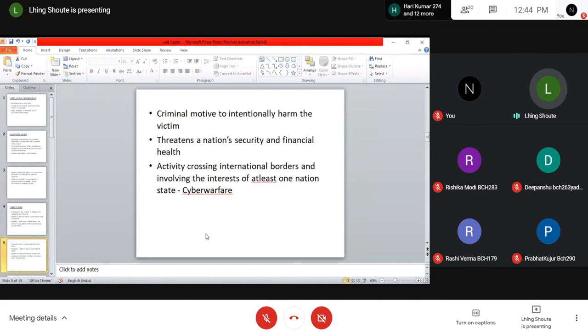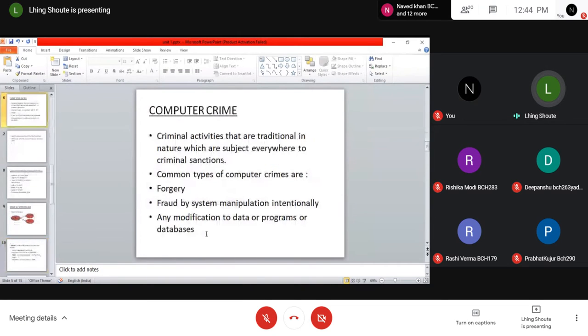And there is also cyber warfare. If there is any cross-border crime, any activity that crosses international borders and involves the interests of at least one nation state, it is referred to as cyber warfare. So this is cybercrime, and we have also discussed the difference between cybercrime and computer crime. Computer crime can involve any criminal activities that are traditional in nature, like theft, fraud, forgery. All of these are subject to criminal sanctions everywhere. And there is also a difference between annoying behavior and criminal behavior under the law.